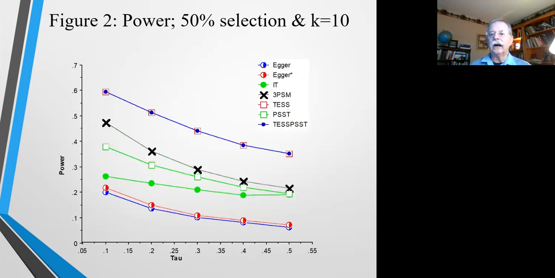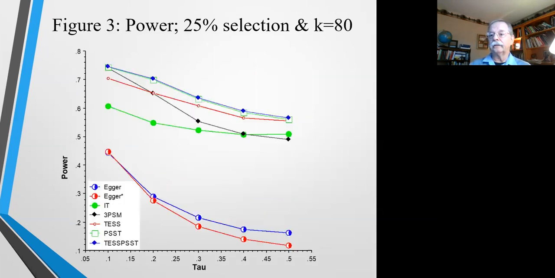Here we have just 10 studies, and now power for our methods is down to about 50%, but still I think that's pretty good. You see more clearly 3PSM is a bit lower, and that's with just 10 estimates. In this case, we're assuming we have 25%, or just 1 out of 4 studies, that have been manipulated for statistical significance using questionable research practices or somehow selected for statistical significance.